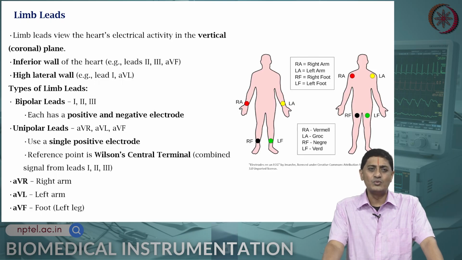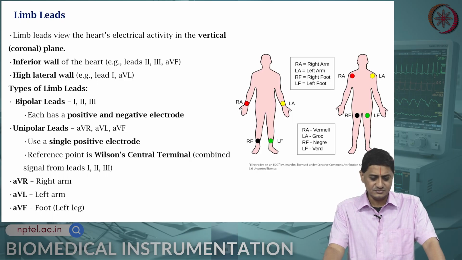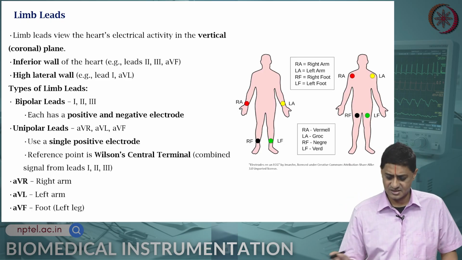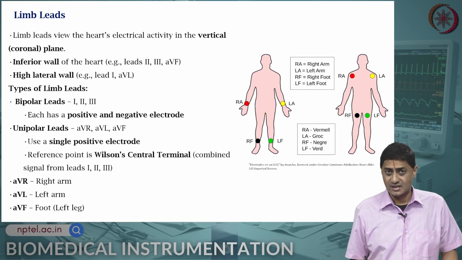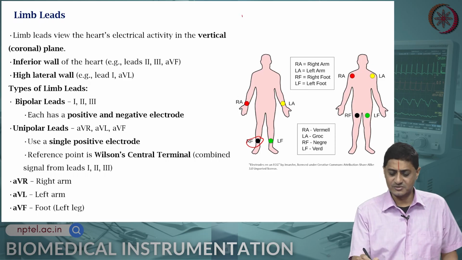These are bipolar leads, lead 1, lead 2 and lead 3. Each of these has a positive electrode and a negative electrode. So, what are the electrodes for lead 1, what are the electrodes for lead 2, and what are the electrodes for lead 3? There are only 3 possible combinations. Right foot, we will come back to that later.